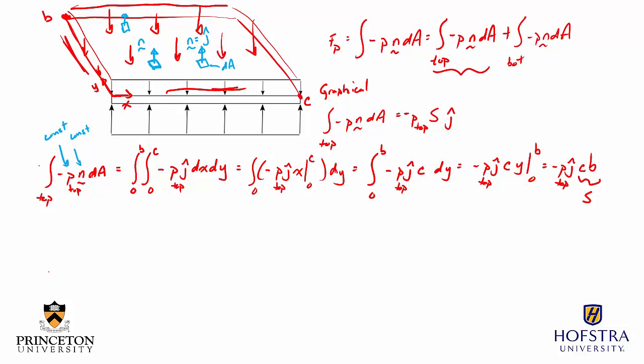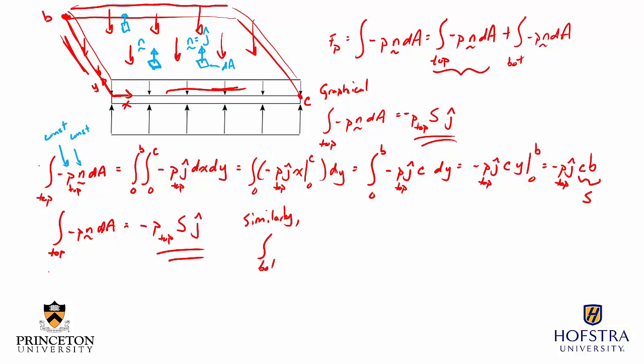So in conclusion, doing this integral of minus p n dA is just equal to minus p on the top times s in the j direction. And so we see that from my graphical argument and my thorough mathematical argument, we do indeed get the same exact answer. Similarly, we have to do this for the bottom. So we have minus the integral of p n dA, but now over the bottom surface.